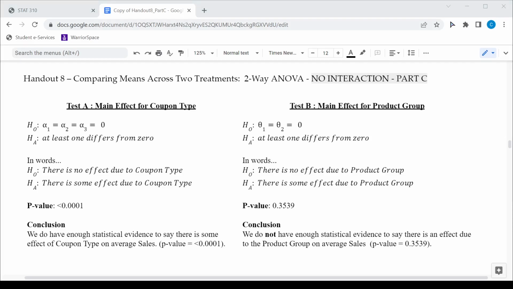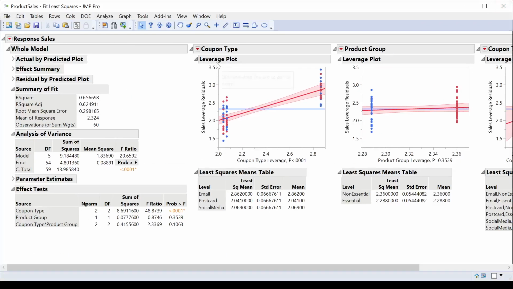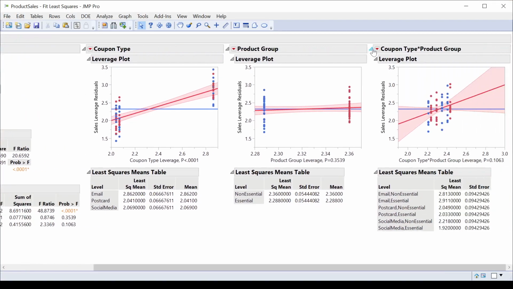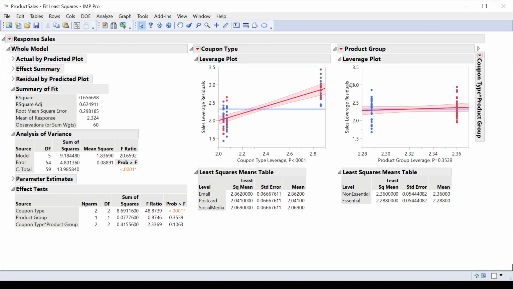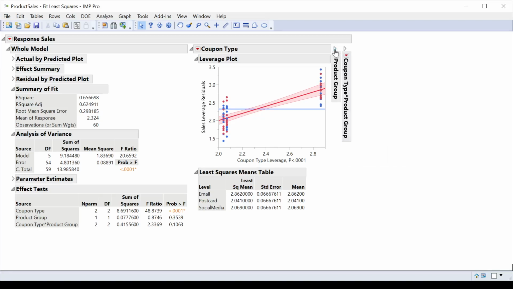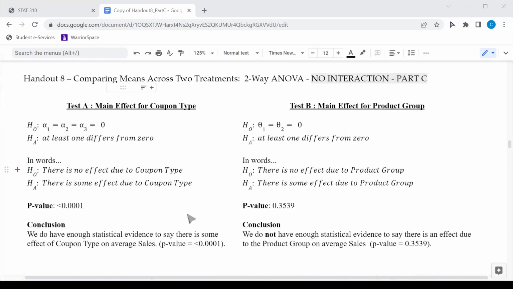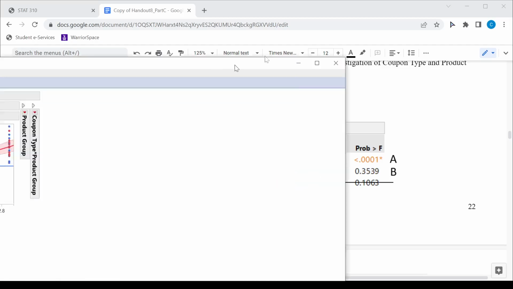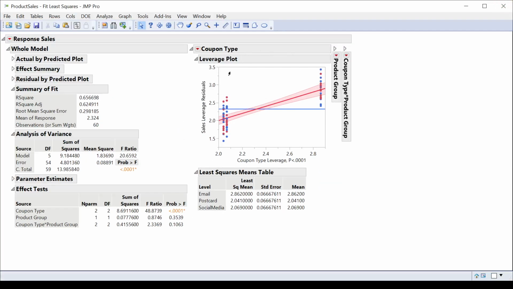So when I'm doing my multiple comparisons now, I do not have to worry about the interaction. So I'm going to close that one because that was not significant. I do not have to worry about product group because that was not significant. The only column that I need to consider is the coupon type. Again, because of the significance here. This p-value right here is saying you got something going on with the coupon types. There's some effect due to coupon type. What the multiple comparisons is going to go do is figure out what that effect is. So that's why I'm going to work under coupon type here.